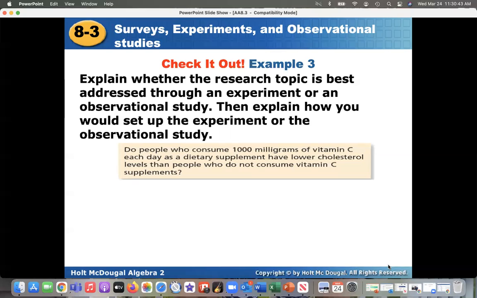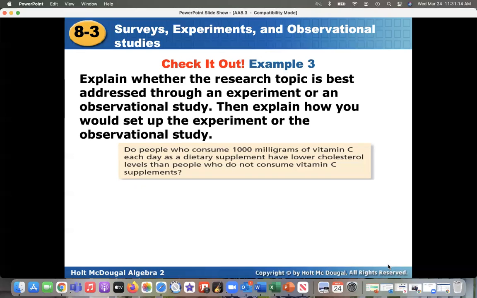Here's another one. We have to decide whether we should do an experiment or a study, and then if we do, we'll have to figure out how we would set up our experiment or study. Do people who consume 1,000 milligrams of vitamin C each day as a dietary supplement have lower cholesterol levels than people who do not consume vitamin C supplements? Okay, so would this be best served with an experiment or an observational study? What do you think?